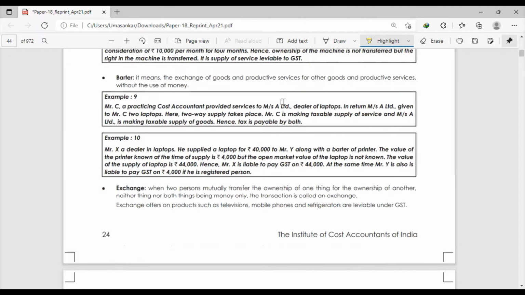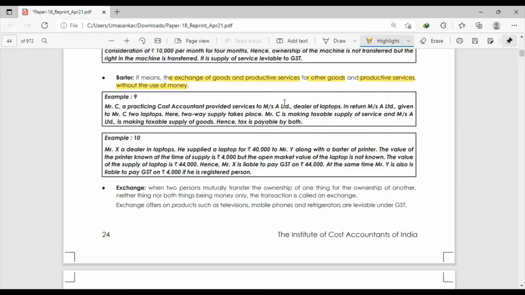Next, barter. What do you mean by barter? Barter means exchange. It's a type of exchange. It is a very old method. Exchange of goods and productive services for other goods and productive services without the use of money. Okay, I will give you a mobile, you give me a TV. Just like that.